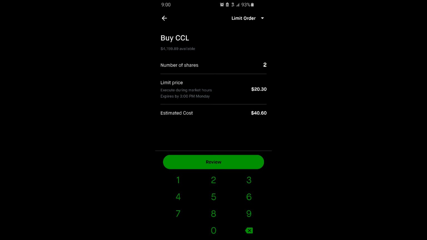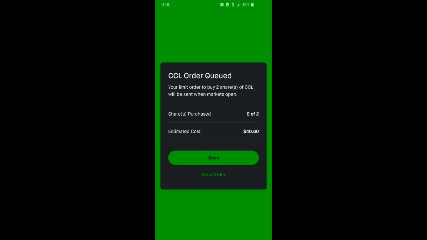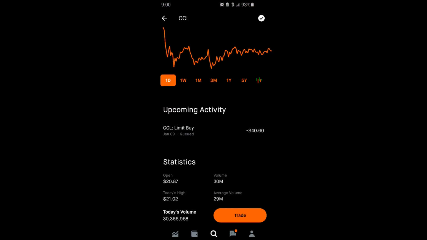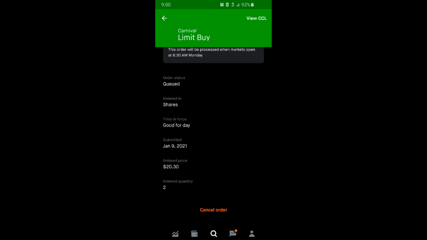And so then you would just hit review and then confirm everything looks right, and then you just swipe it up, and then boom, my order is ready to go. But since the market's closed, it's queued right now, so it's not going to do it. And then you'll see it right here on your upcoming activity. You can click on it if you want to see, make sure again it's all good to go.